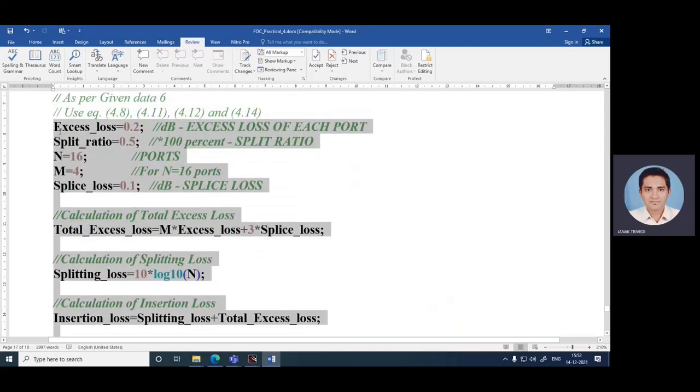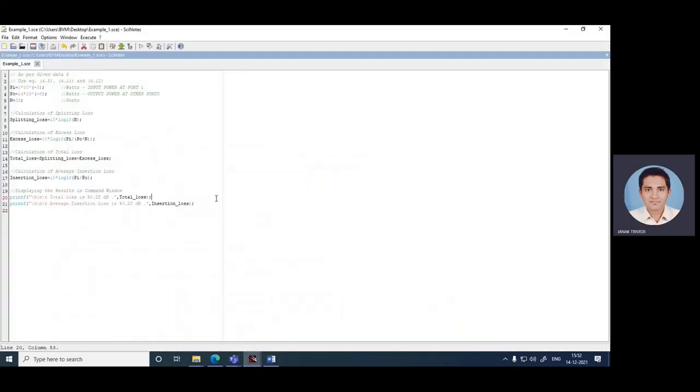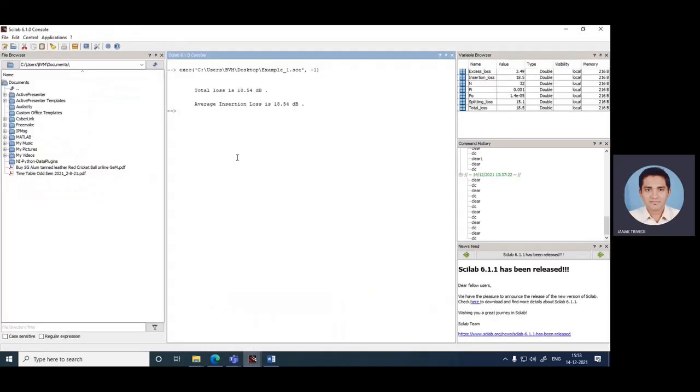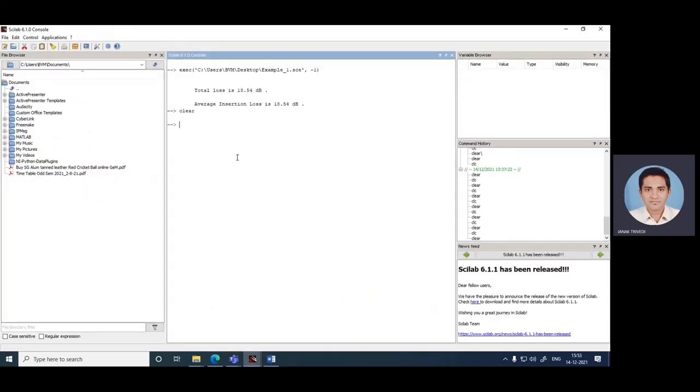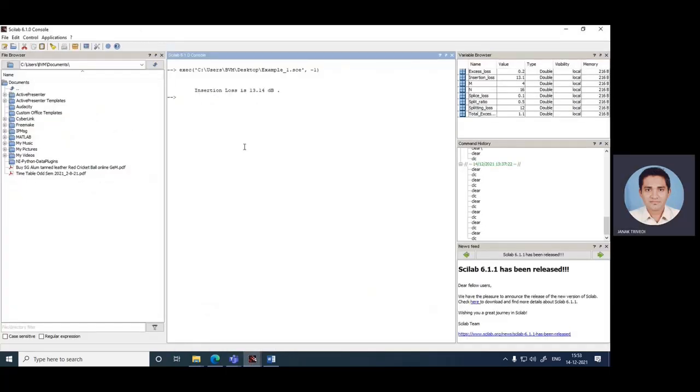Okay, so we will check the result with the help of Scilab. So Control V. First we clear the console so it will not disturb the answer. Okay, and again execute the command so we can check the result. Insertion loss is 13.14 dB.